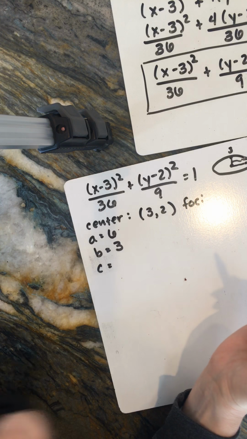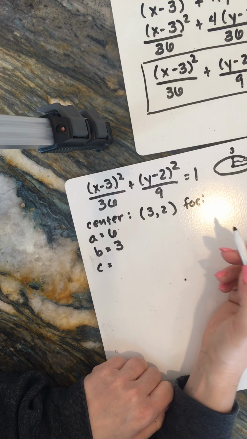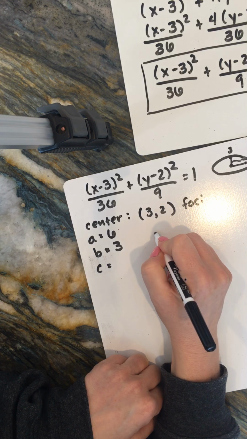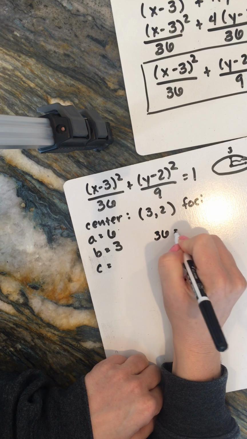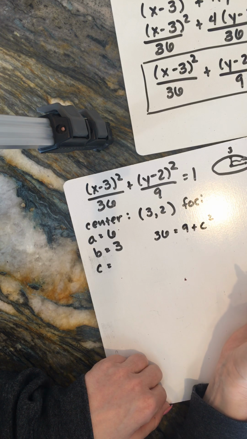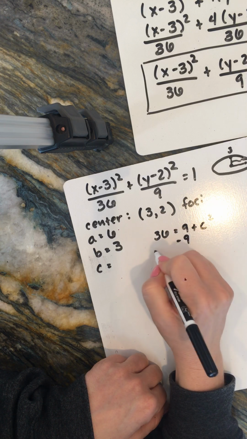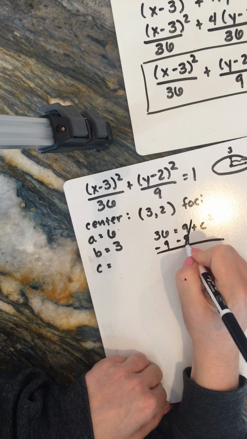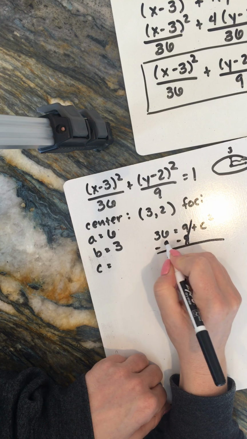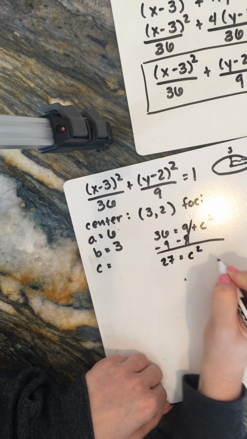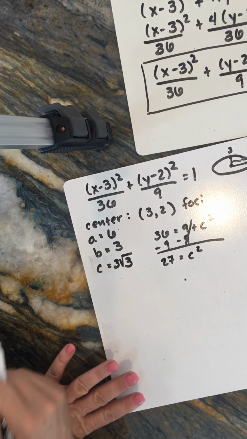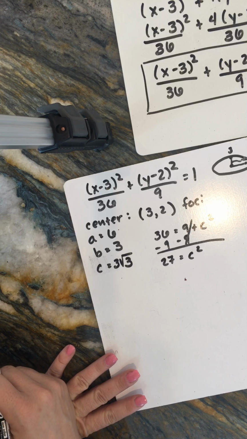So a squared is equal to b squared plus c squared in this case. So 36 equals 9 plus c squared. Subtract. Let's see, that'll be 27. So c equals 3 square root 3. So this will help us with the focus.